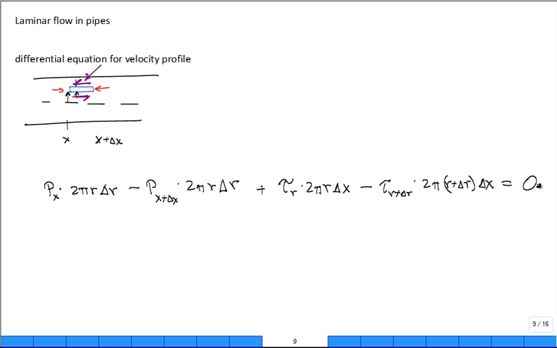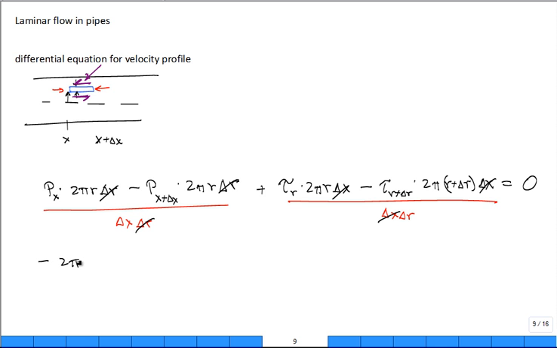Fully developed flow. So we take our equation and we divide by delta x delta r. What cancels? The delta r's here. What cancels over here? The delta x's. All right. And so we pick up a minus. I'm going to pull the 2 pi's out, 2 pi. I'm going to pull the r out. dp dx.